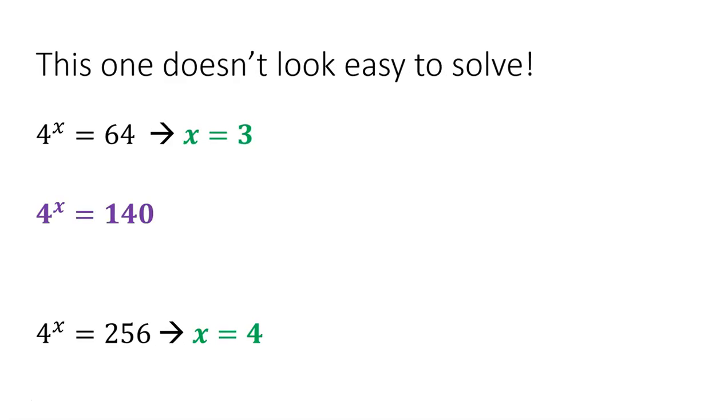But what if it isn't easy to get the same base on both sides? Look at this purple example. 4 to the x power equals 140. 140 is not a power of 4, and we're not going to divide both sides by 4 or by 4 to the x power. That's not going to help us out.